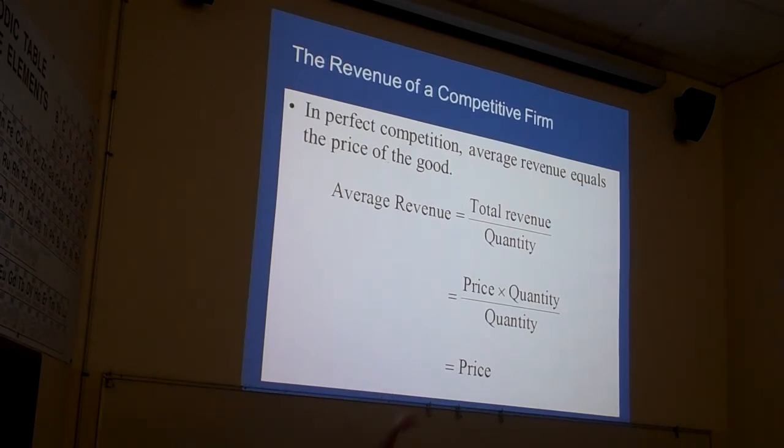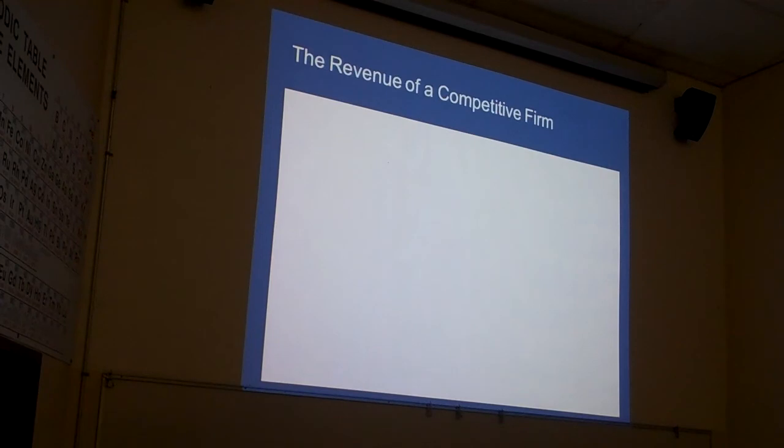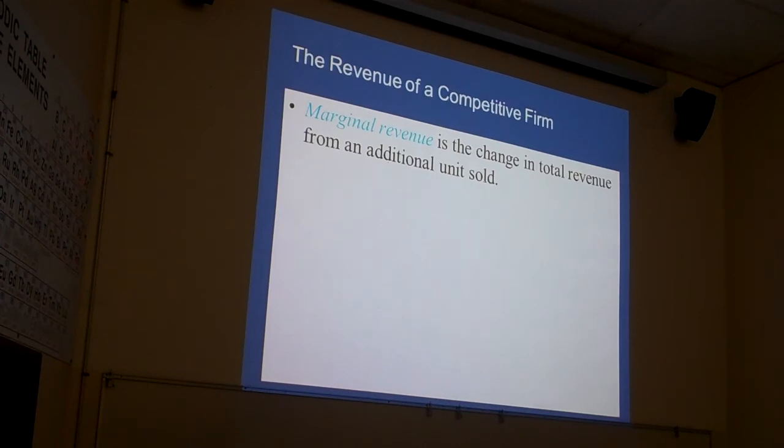So average revenue is total revenue divided by quantity. Make sure you see that in your head. Total revenue is price times quantity. In this equation, the quantities cancel each other out, which leaves us with average revenue equal to the price. Now, what does that look like? A couple of quick definitions. I've got about maybe 5 minutes left. You have 10 minutes. We'll get through it.